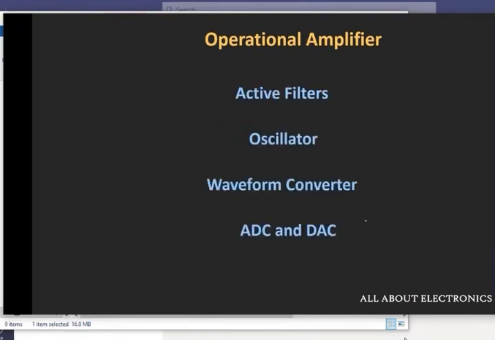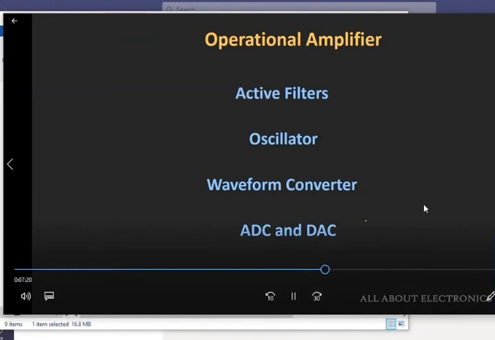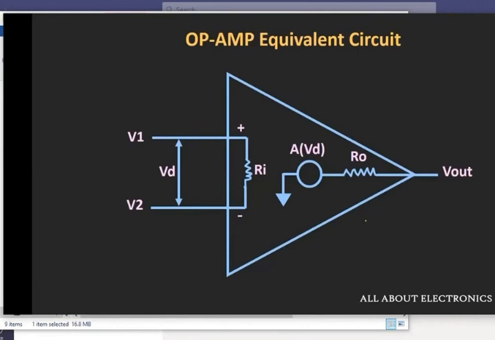But this op-amp can also be used in so many other applications, like designing active filters, oscillators, waveform converters, and analog to digital and digital to analog converters. And if we count, the list will go on. So basically this op-amp is a very versatile IC, and you will find it in so many applications. The reason is its different characteristics. So let us see the different characteristics of the op-amp because of which it is so versatile. But before we see that, let us see the equivalent circuit of the op-amp.